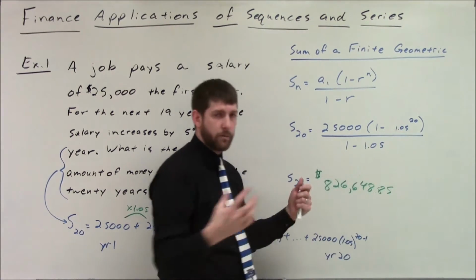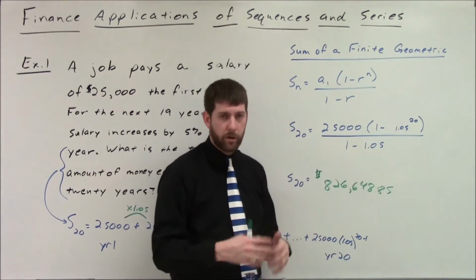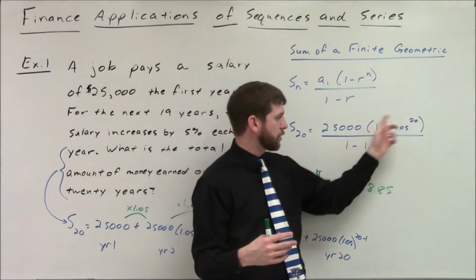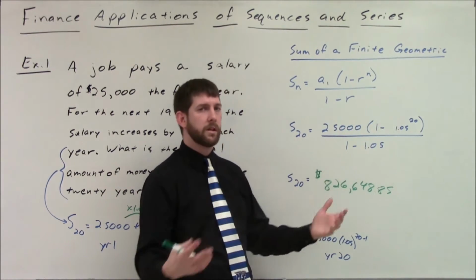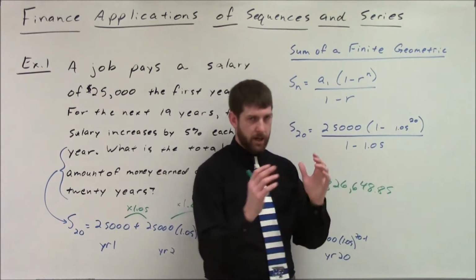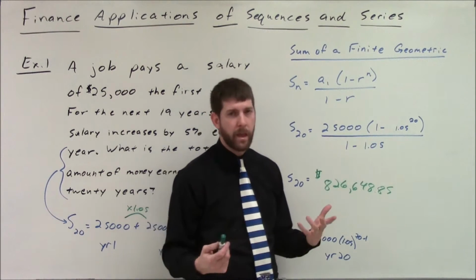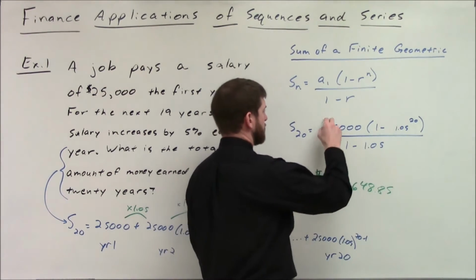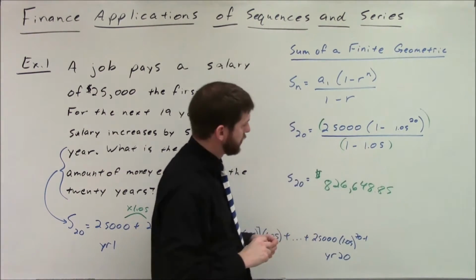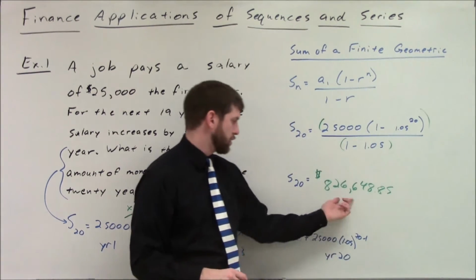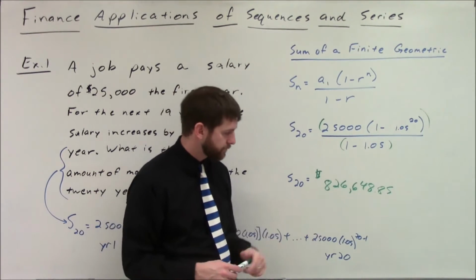I can start on the inside and work my way out. So I can type in 1.05 to the 20th, get that number, 1 minus that, get that number, multiply it by 25,000, get that number, and then divide it by 1 minus 1.05. If you don't want to do that and you want to key it all at once, just remember, group your numerator together, group your denominator together, and you should be able to key in your calculator just like that to produce that value right there.